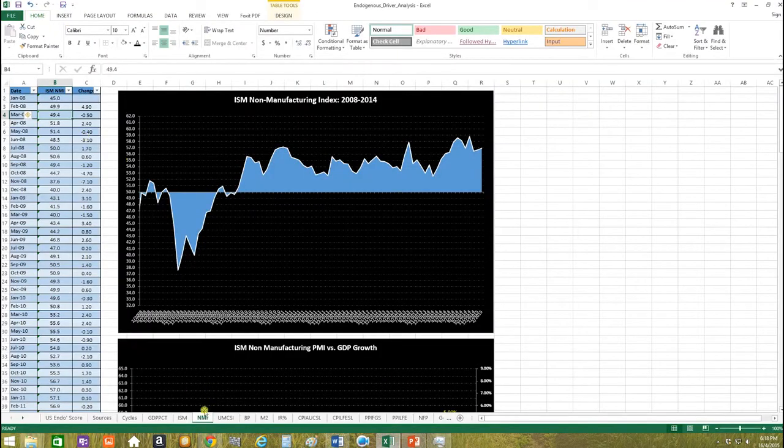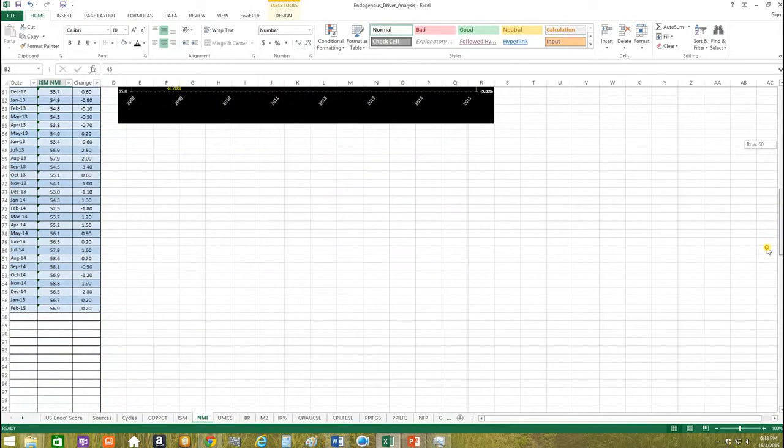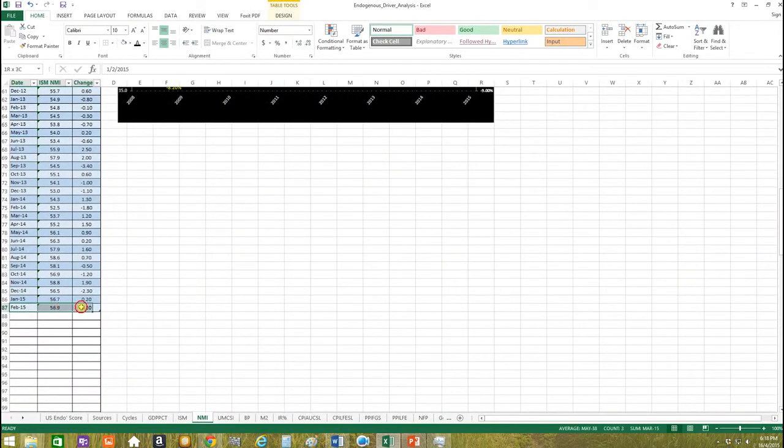We're in the NMI tab here, and you can see we've got our NMI data going back to 2008, and if we scroll down to the bottom we've got our latest data. So we get February 2015, which is reported in March, and we've got a score of 56.9. That number is obviously growing, it's above 50, and if we look here we can see that it's also growing at a slightly faster rate.